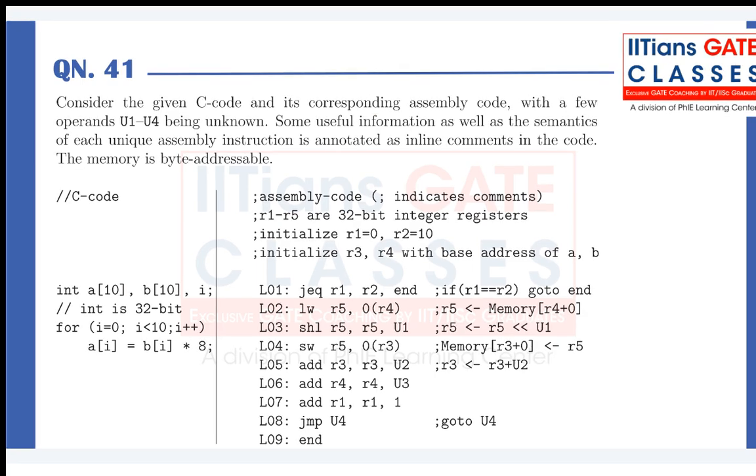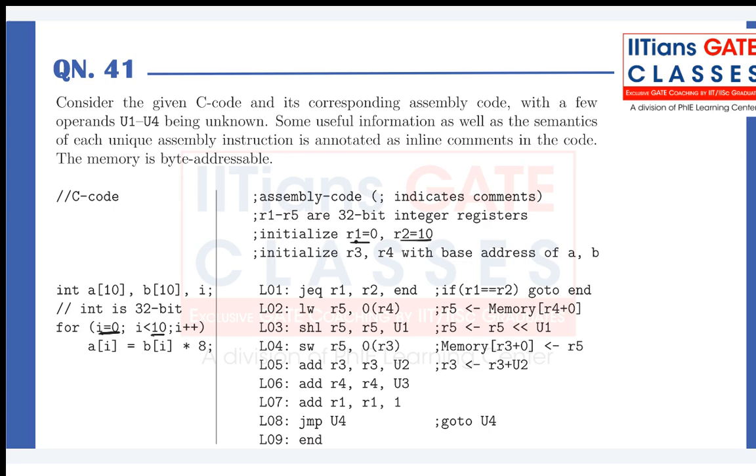Now look at this C code and its corresponding assembly code with a few operands U1 to U4, which are unknown. Some useful information, as well as the semantics of each unique assembly instruction, is annotated as comments in the code. The memory is byte addressable. This is the C code on the left, and the corresponding assembly code is on the right. R1 and R2 hold 0 and 10, which form the initialization and the final value of the I loop.